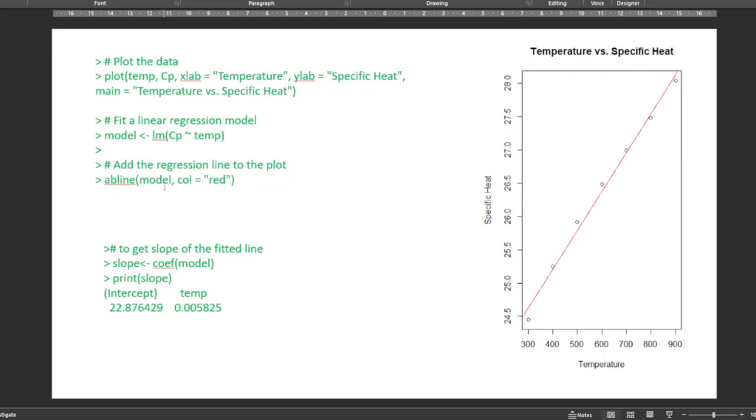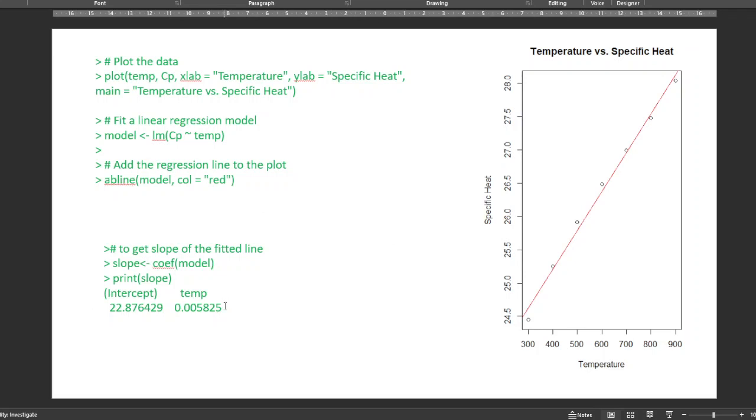So now the question is, what is the value of the slope? To find the slope, I'm using the coefficients of the model. Coefficients of the model can result in both intercept and slope. If you give 2 here, it will only return the slope value, and if you give 1, it will only return the intercept value. If you give nothing, it will return both. So print slope means it will give both intercept and slope.